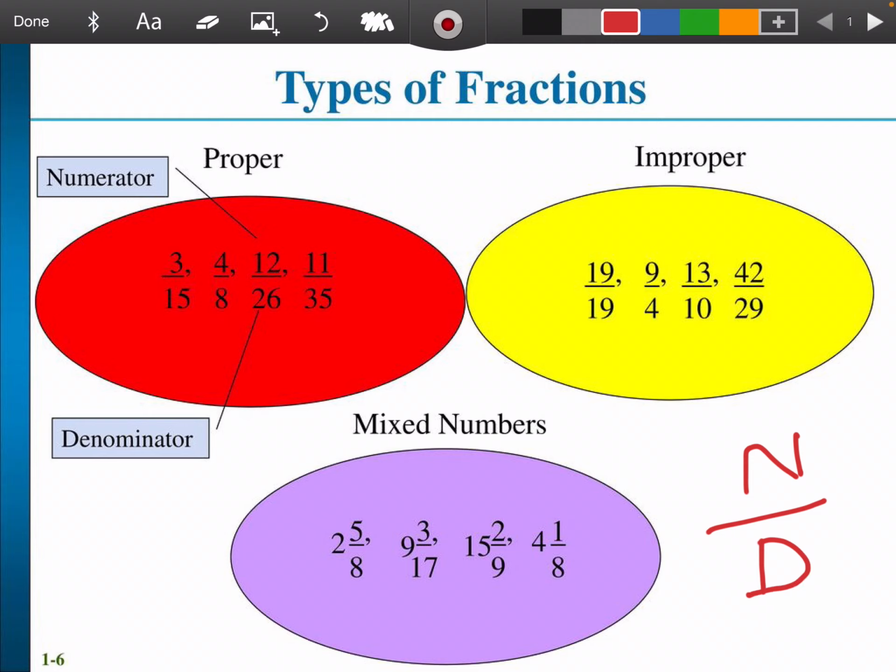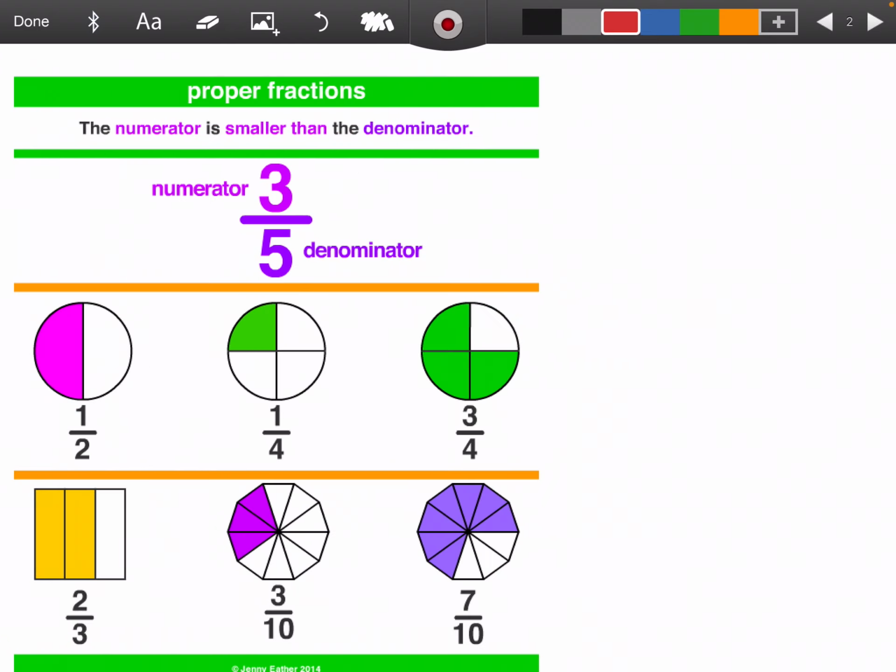Now what are the types of fractions? Here you see three names. It says proper fraction, improper fraction and mixed numbers. So let's see in detail what it means. So these are the three types of fractions.